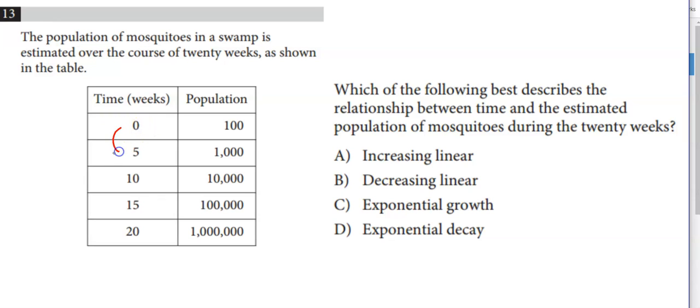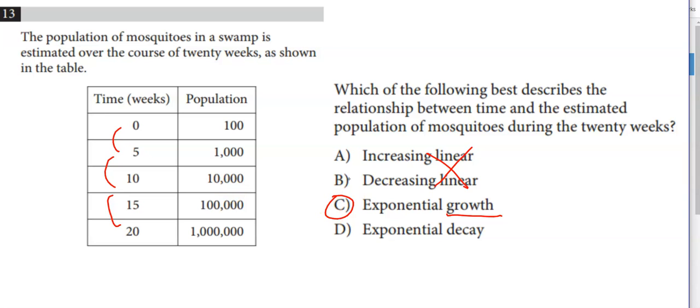So like the x values are increasing by 5. That seems linear. The y values are increasing by differing amounts. So it goes up by 900, then 9,000, then 90,000. So I think linear is out because they're growing a little faster than that. And they're definitely growing, not decaying. This data is getting bigger. And so the answer has to be C here.